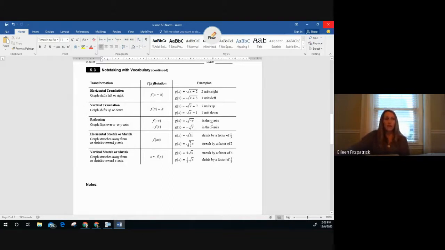Under the radical, the x value is changing, so it's a negative x. That's going to be a reflection in the y-axis. If the negative is out in front, it's going to be a reflection in the x-axis. Okay, if we have a value under the radical, like we do here, 3x, that's going to be a horizontal shrink by a factor of 1/3.